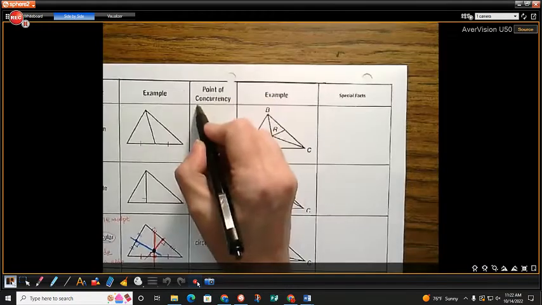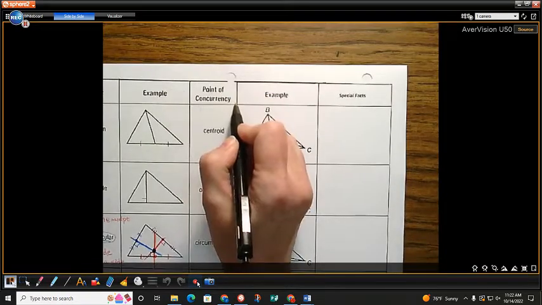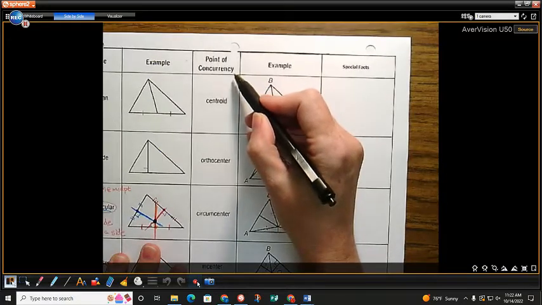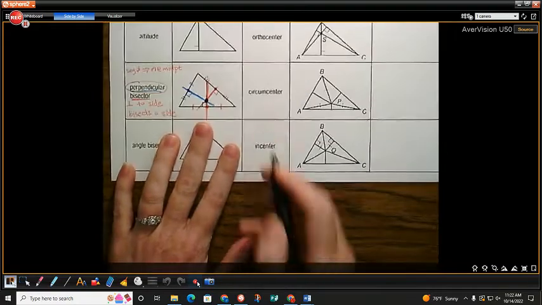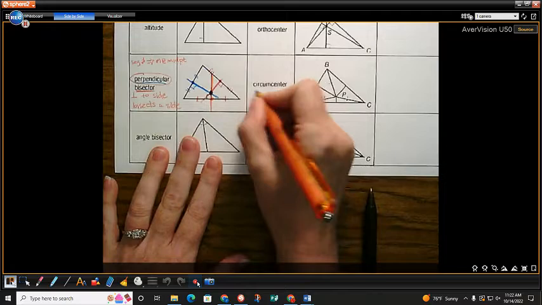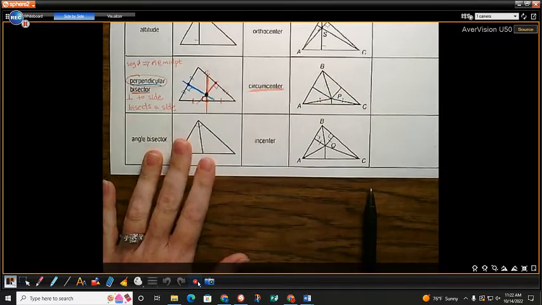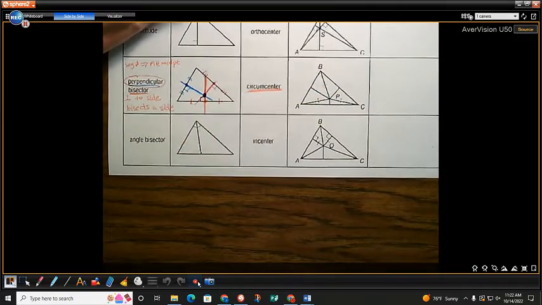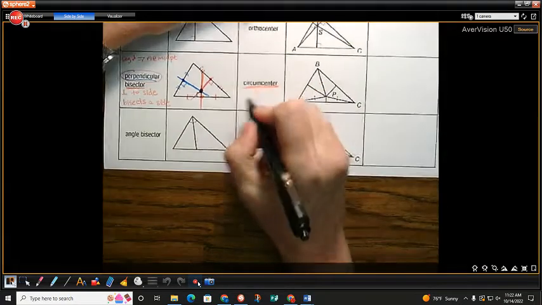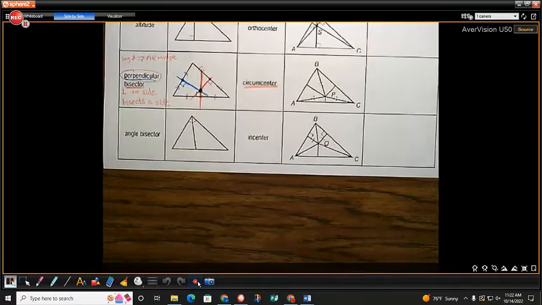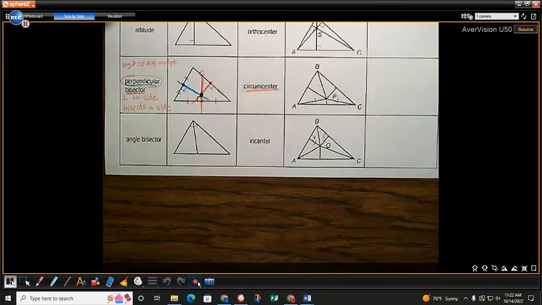That means they will occur at the same place. And this point of concurrency gets a fancy math name. Anybody want to guess what the fancy math name is? Orthocenter. It's going to be the circumcenter. So the circumcenter is the name for this fancy point of concurrency where all the perpendicular bisectors meet.